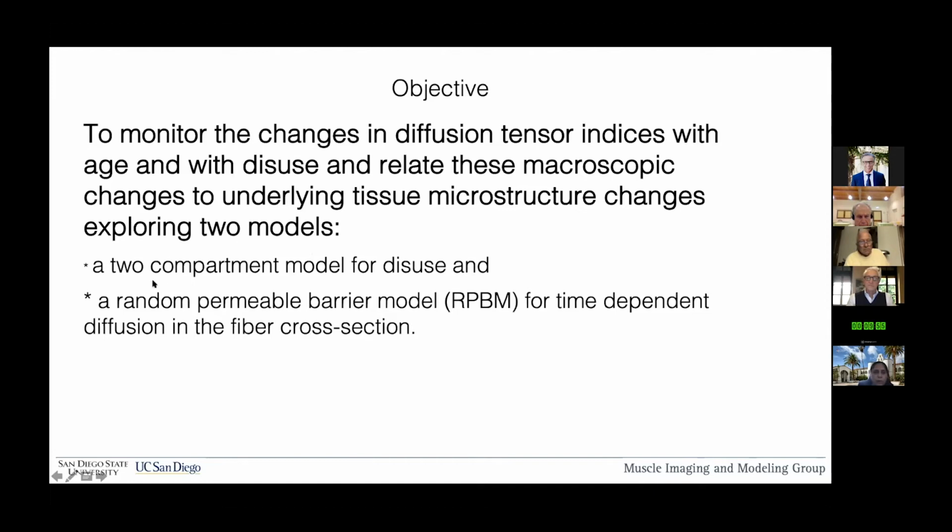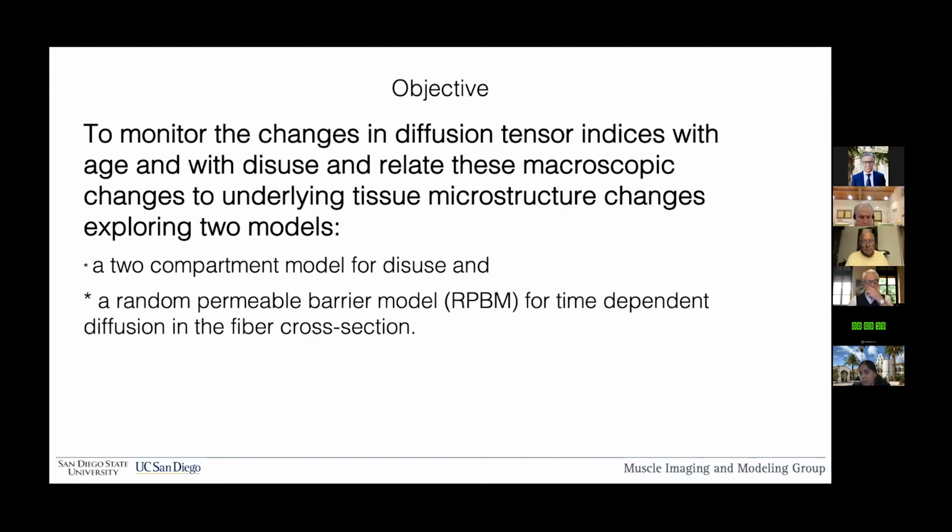We use two models. One is a two compartmental model for the disuse and aging, and another, a simpler model with fewer parameters to fit, which is called a random permeable barrier model, that fits the time dependent diffusion.